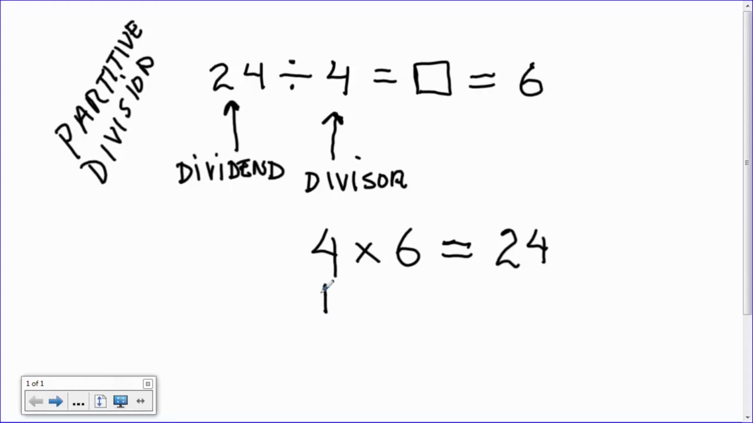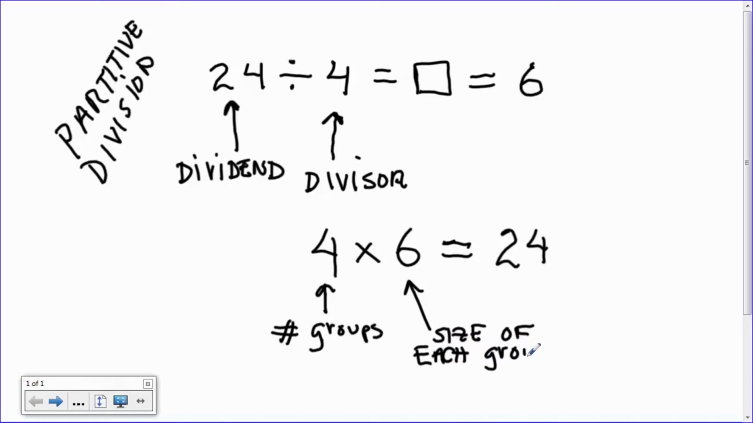So here's the number of groups, and the 6 is what we discovered, the size of each group. And by putting those 4 groups together again, each of size 6, I've got to recover the 24 beach balls that I started with. So with partitive division, once we perform division, because of the intimate relationship with multiplication, we see that we can check our answer.